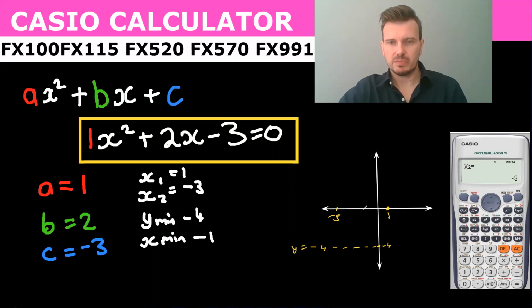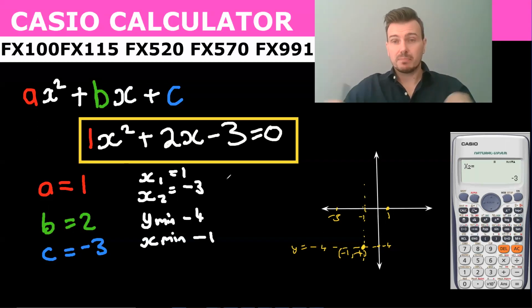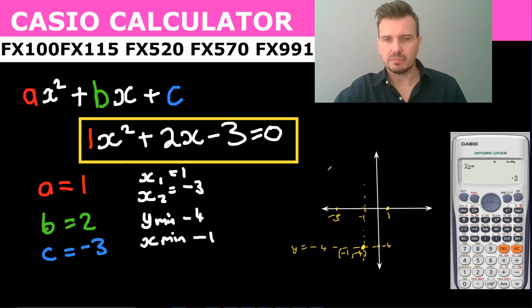And my x minimum was negative 1. So along here somewhere. Okay, so the minimum tells me my turning point. And so that was negative 1 and negative 4. So I have these points. It's a parabola. The A is positive, which means it's a smiley face graph. So I simply draw the graph through those points.